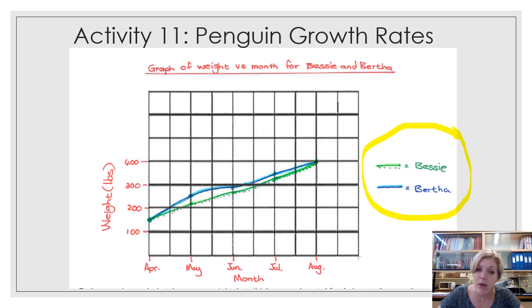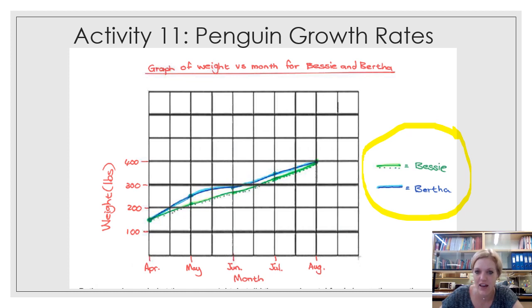And we have plotted, so per month, what did these little penguins weigh? And you've used little dots to plot at each intersection. So in April, they both were at 150. Okay? Then in May, Bessie was just a little bit heavier than Bertha. Then Bertha was a little bit heavier than Bessie. Then we have, once again, slight difference.